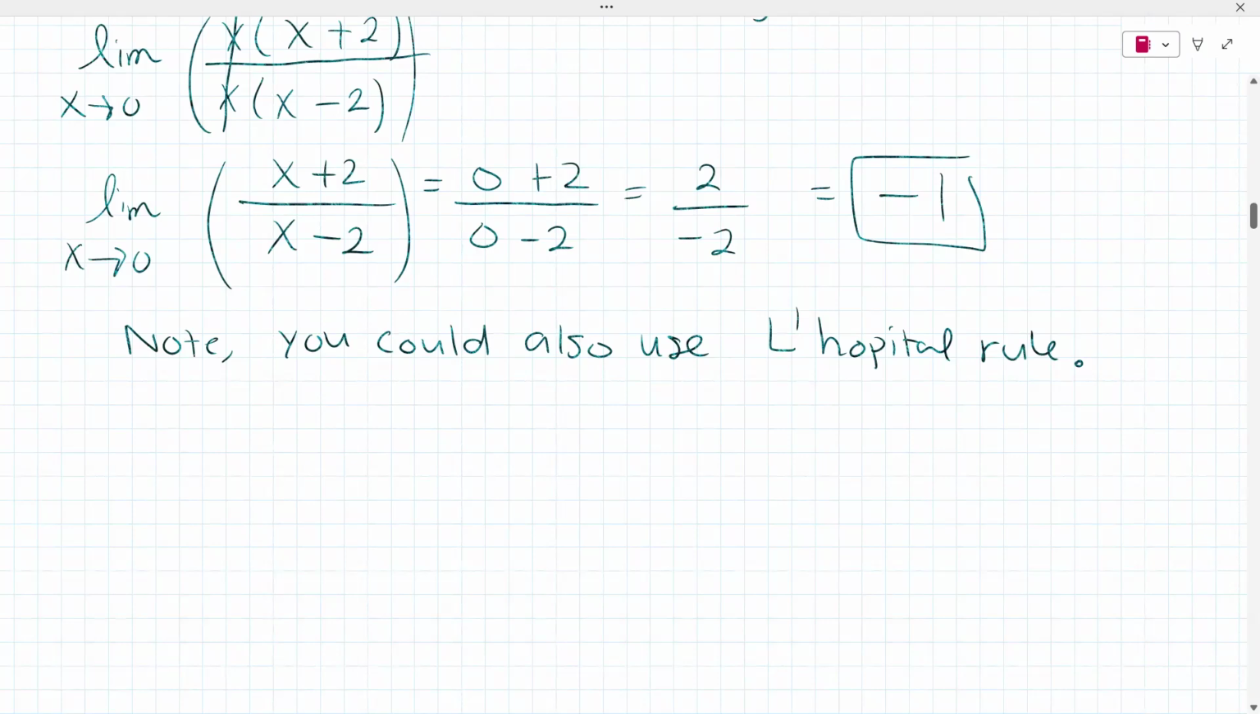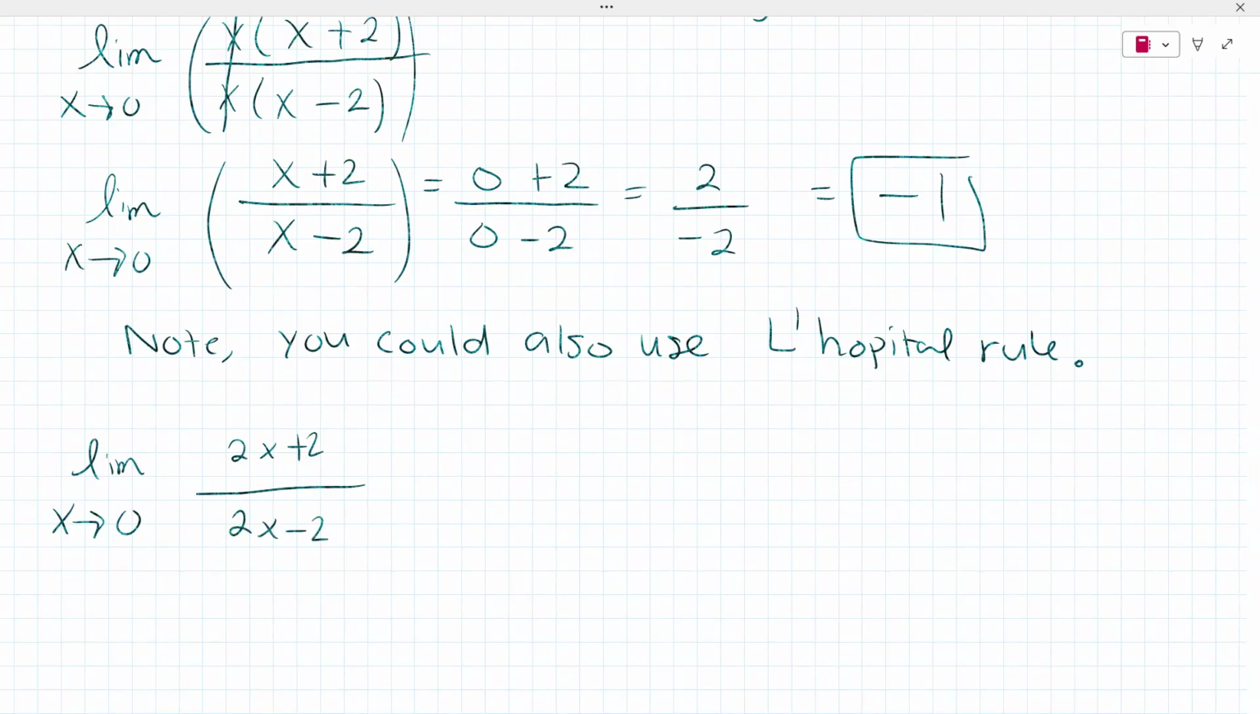So basically, let me show you really how to do L'Hopital's rule. You just take the derivative of the numerator and denominator. Go back to your original. The derivative of the numerator would be 2x plus 2. And then the derivative of the denominator would be 2x minus 2.